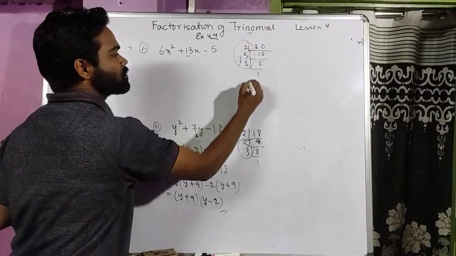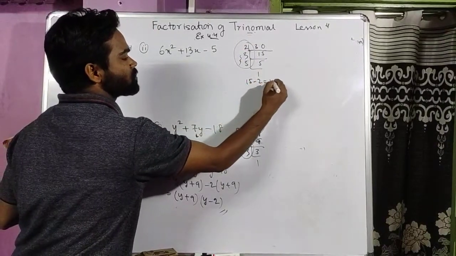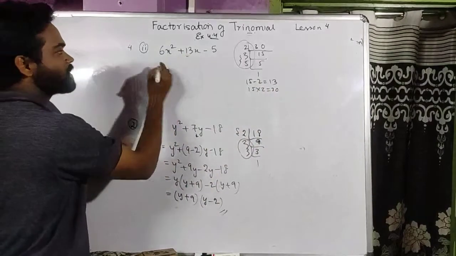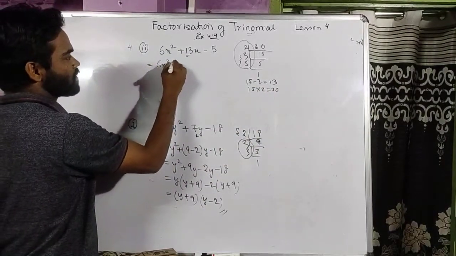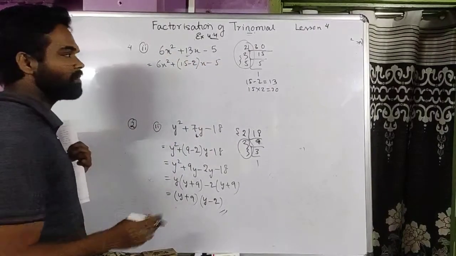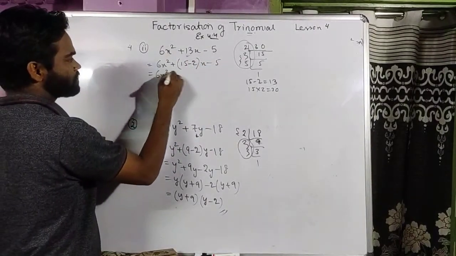Carefully look. 15 and 2. So 15 minus 2 is 13 and 15 2s are 30. So this will be expressed as a difference of two numbers. Am I clear? Now you open the bracket.